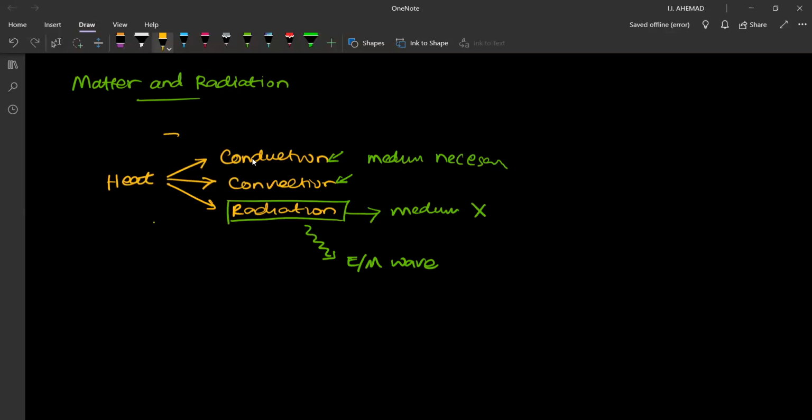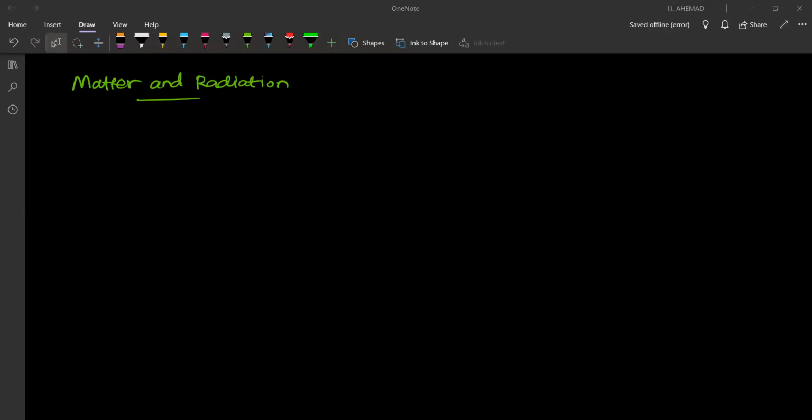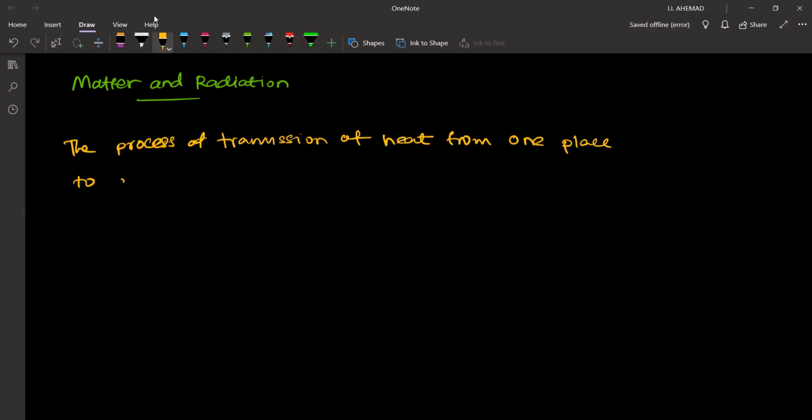Okay, so let's write down. The process of transmission of heat from one place to another without requiring a medium is radiation.